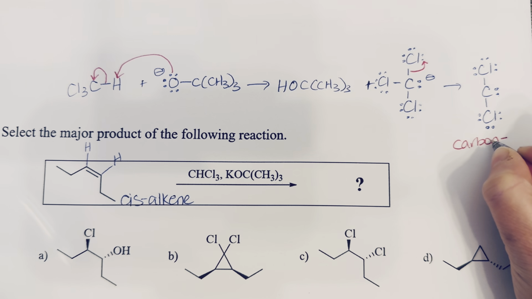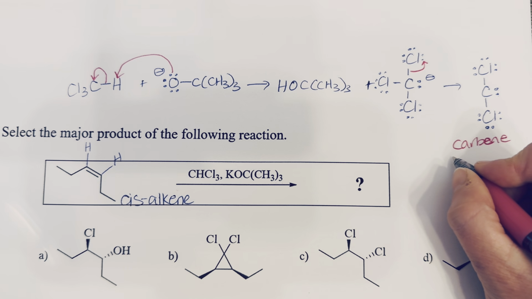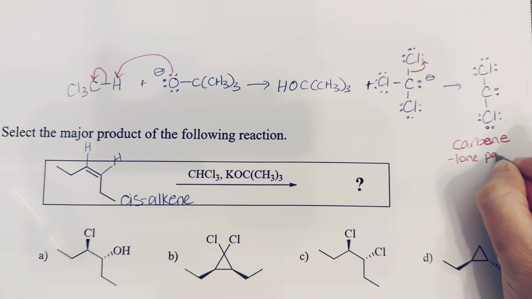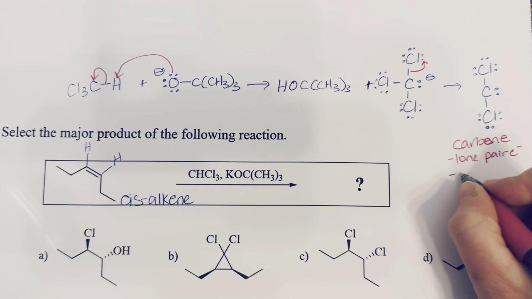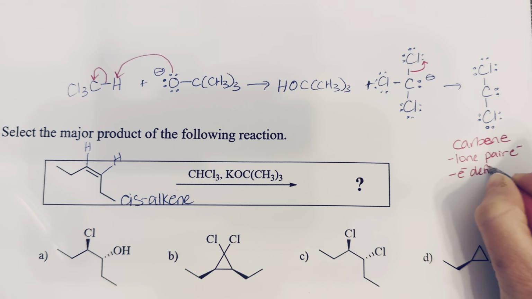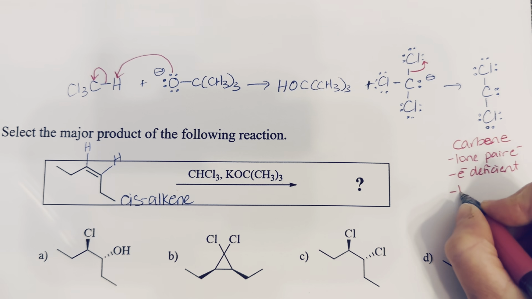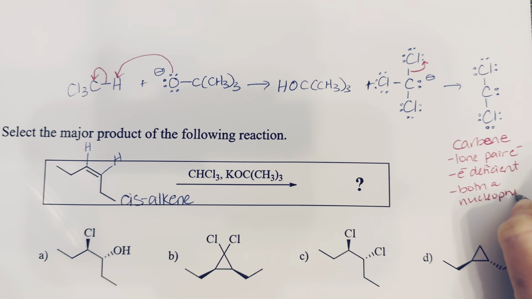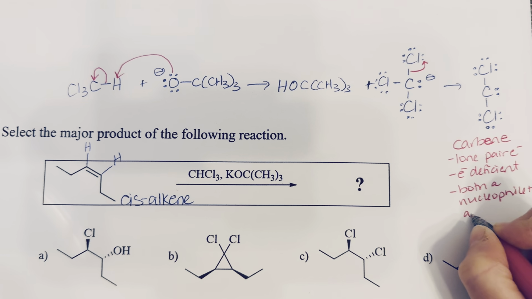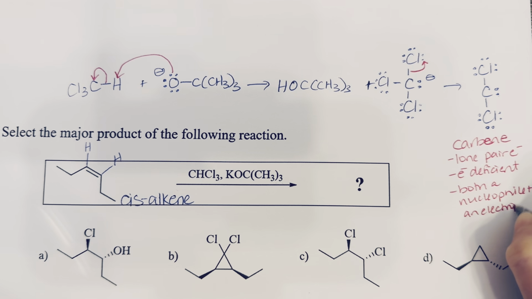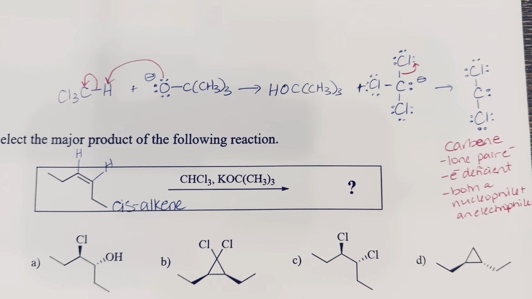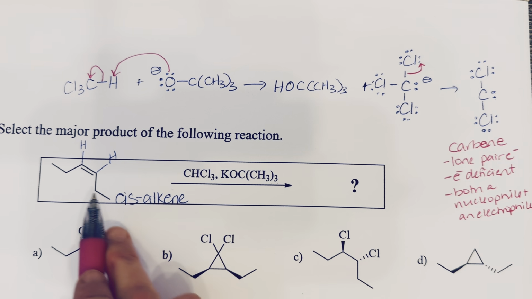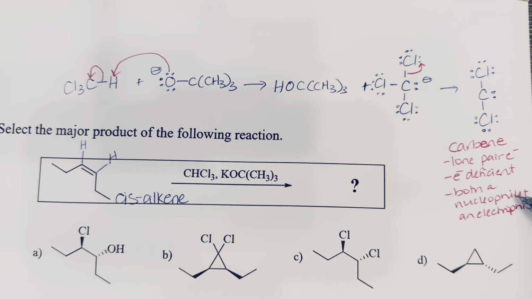Okay, so a carbene. So this has a lone pair of electrons, but it is electron deficient. And this means that it is both a nucleophile and an electrophile. So when this carbene reacts with an alkene, it's going to react as both a nucleophile and an electrophile. So let's see what that would look like.